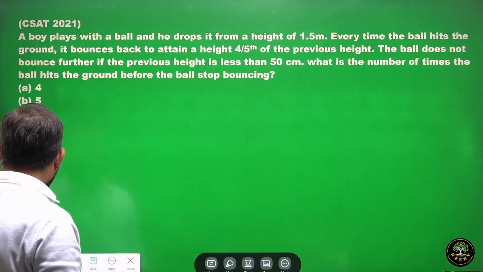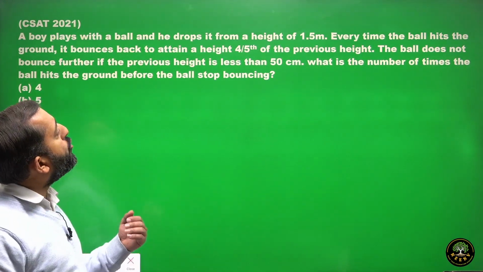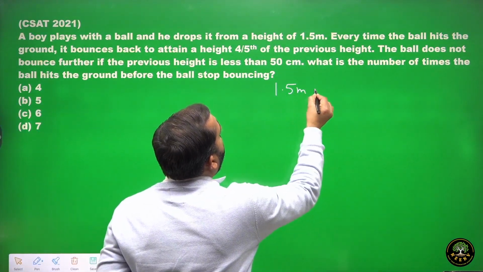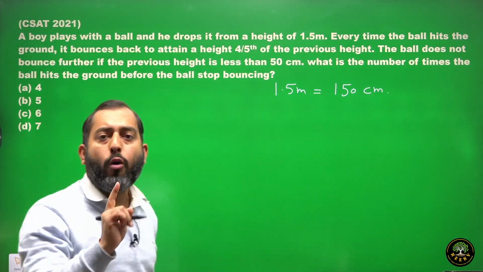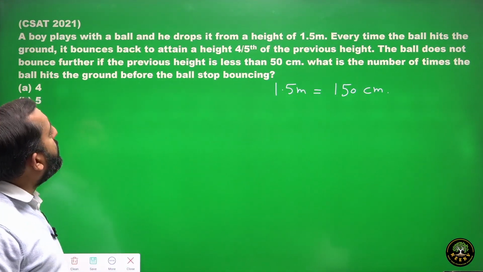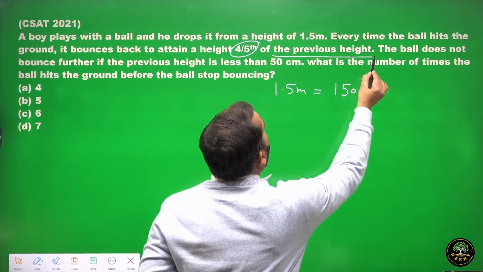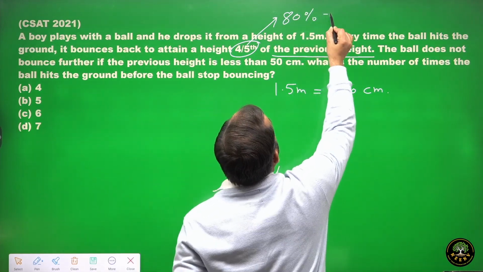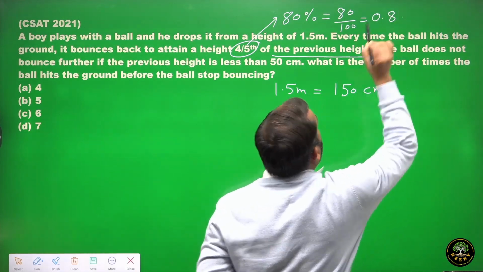It says a boy plays with a ball and he drops it from a height of 1.5 meter. A height of 1.5 meter is equal to 150 centimeter, because 1 meter is what? 100 centimeter. All right. Now next, every time the ball hits the ground, it bounces back to attain a height of 4/5 of the previous height. 4/5 meaning 80% of the previous height. 80% is also equal to 80 by 100, and 80 by 100 is also equal to 0.8.